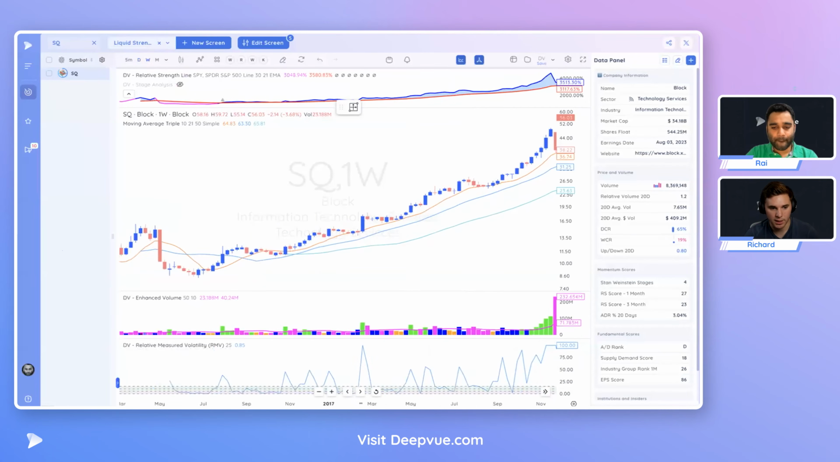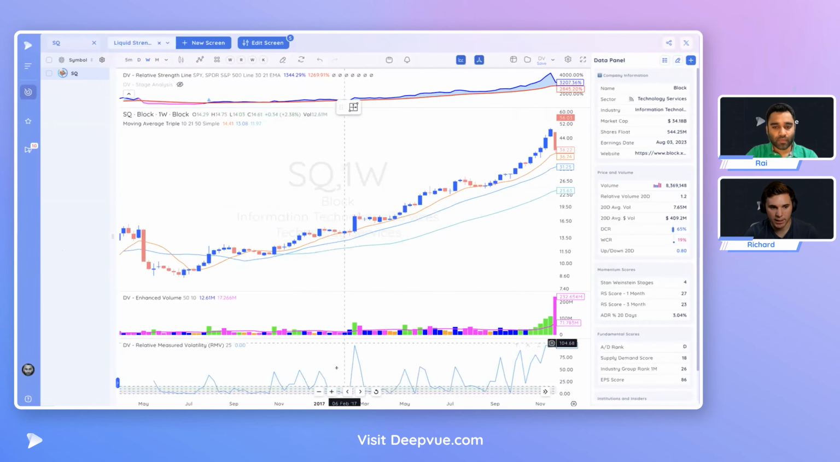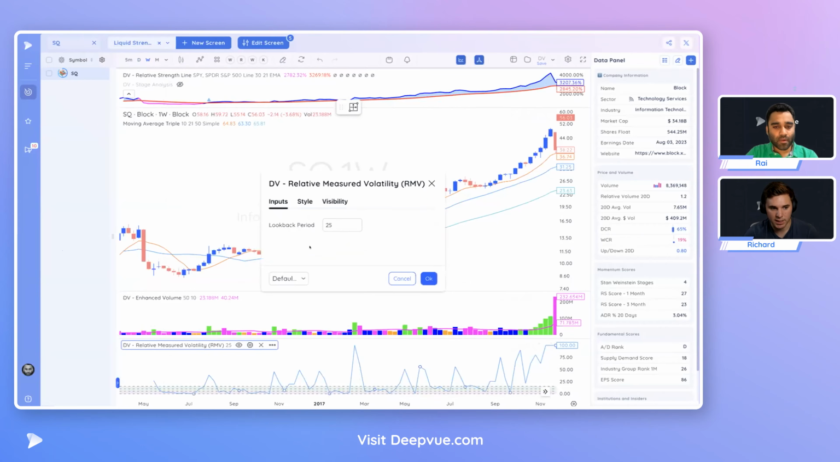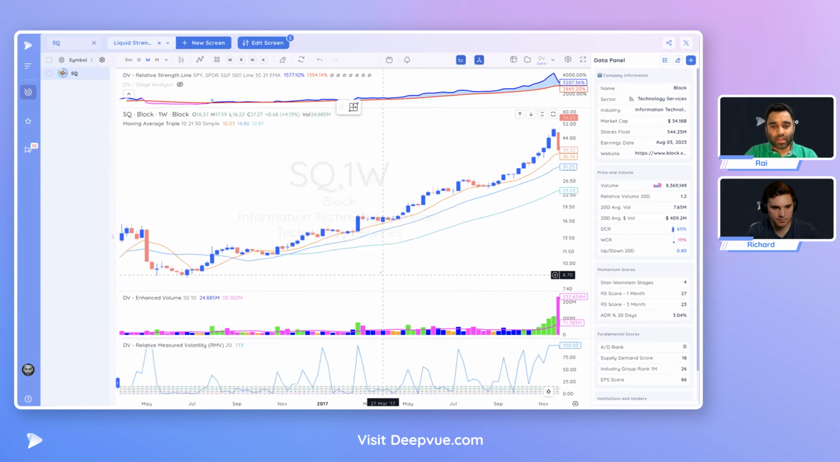So here we're on a weekly. This is a weekly RMV looking back 25 bars, and you can see how it gets to 0 when the price action gets extremely, extremely tight. And since we're on the weekly, I'm going to increase this a little bit to 20. So the idea of this relative measured volatility, what we're going to give you the capability to do here, is basically scan for tight stocks at any point in time, and it's comparing the stock's volatility at this point relative to itself.